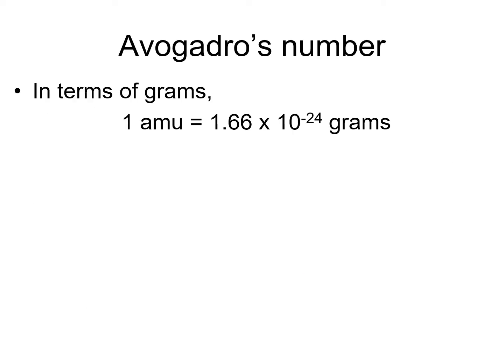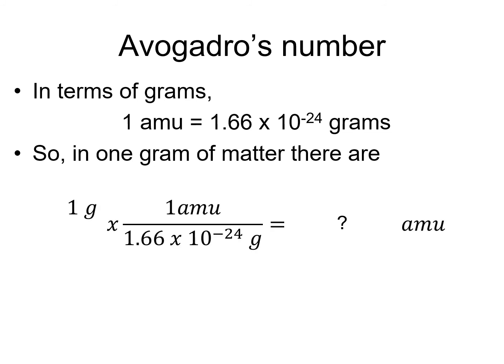Turns out that we know what the equivalence is. 1 atomic mass unit equals 1.66 times 10 to the minus 24th power grams. It's really small. But what we really find useful is to turn that around and say, if I had 1 gram, how many atomic mass units would that be? So what we do basically is take the inverse of 1.66 times 10 to the minus 24, and we find out that 1 gram is equivalent to 6.02 times 10 to the 23rd atomic mass units.